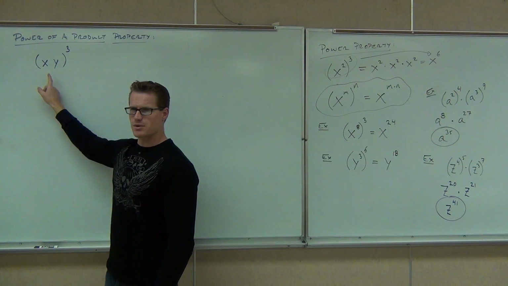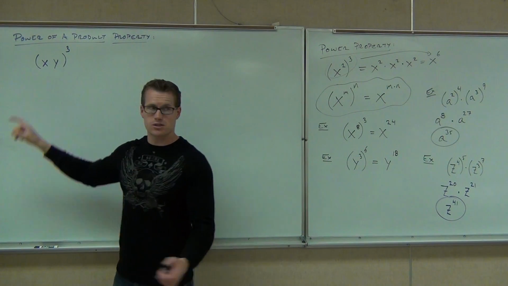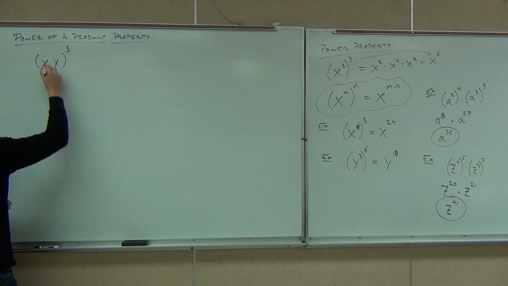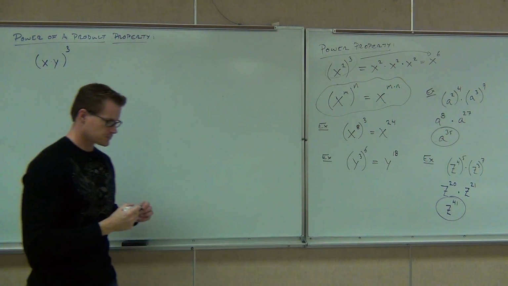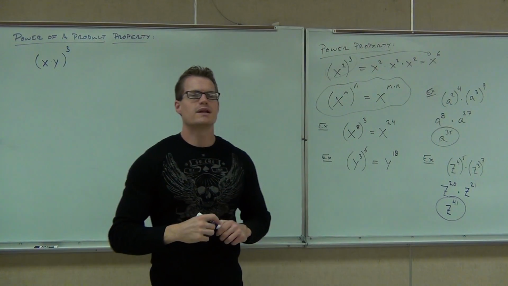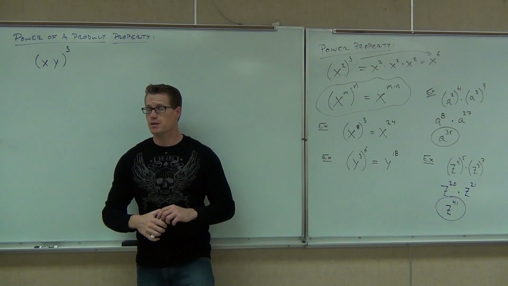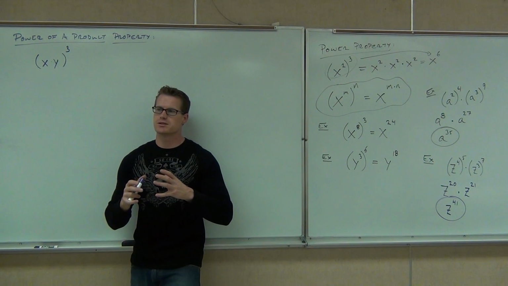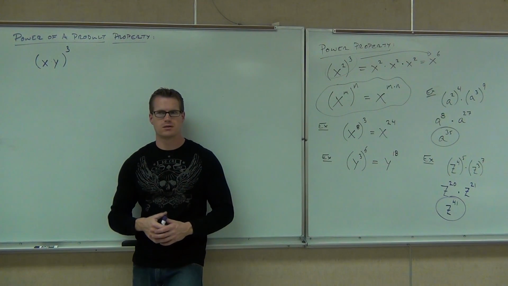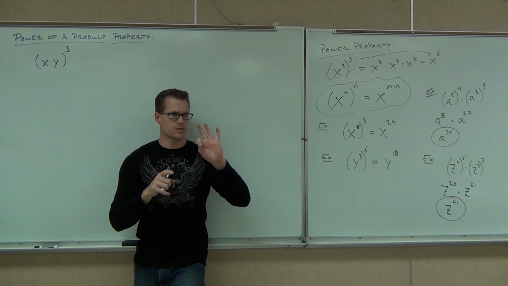xy, that should mean something to you. What's xy? X times y. Okay, so that is definitely a product there. Well, let's think about what xy to the third means. xy to the third means what? xy times xy times xy, 3 times. Yeah. Okay.